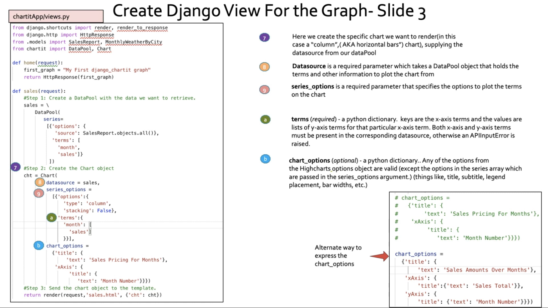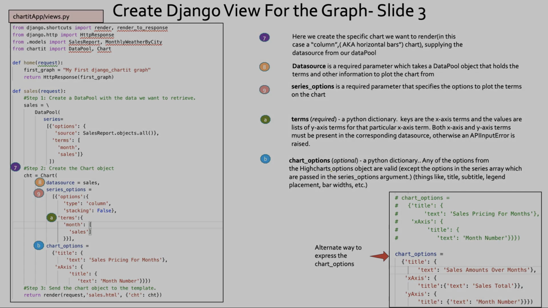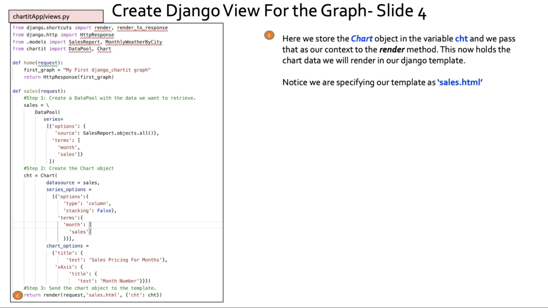So here's an alternate way to express the chart options. I give you some examples there. We're going to show you more about this as we move into this presentation. Okay, and this is the last section that explains the code in this particular view. So C down at the bottom, here we're storing the chart object in the variable cht, and we pass that as our context to our Django render method. This now holds the chart data we will render in our Django template.